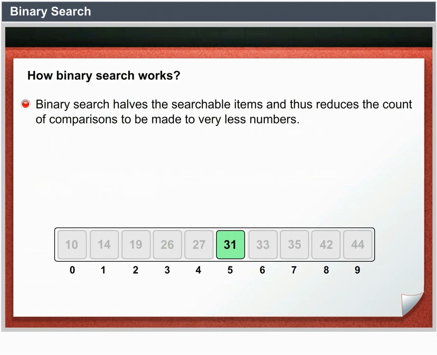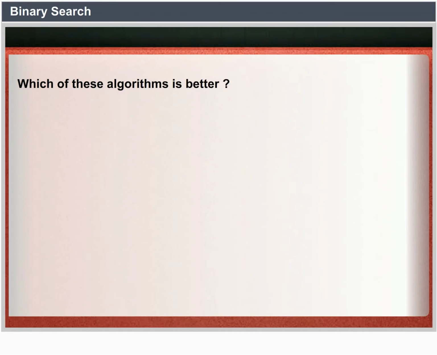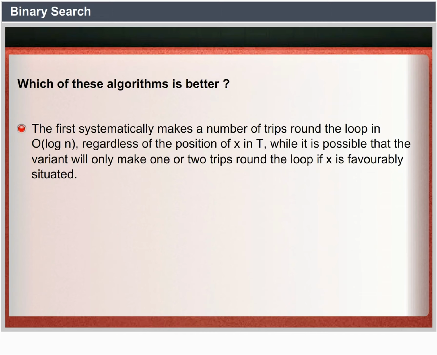Binary search halves the searchable items and thus reduces the count of comparisons to be made to very few. Which of these algorithms is better? The first systematically makes a number of trips round the loop in big O of log n, regardless of the position of x in T, while it is possible that the variant will only make 1 or 2 trips round the loop if x is favorably situated.